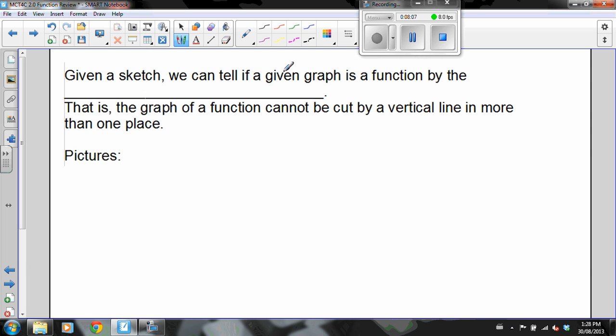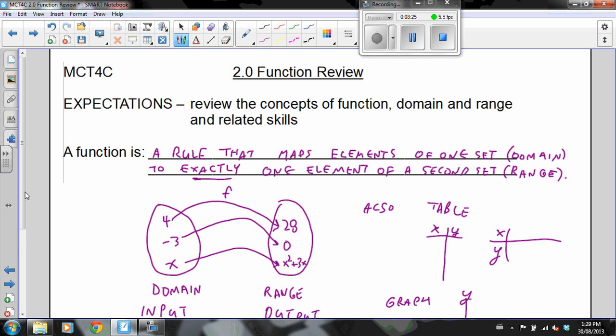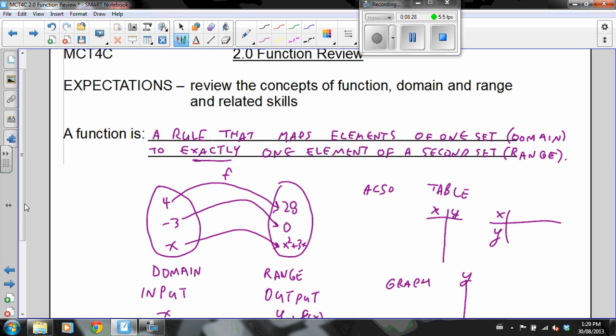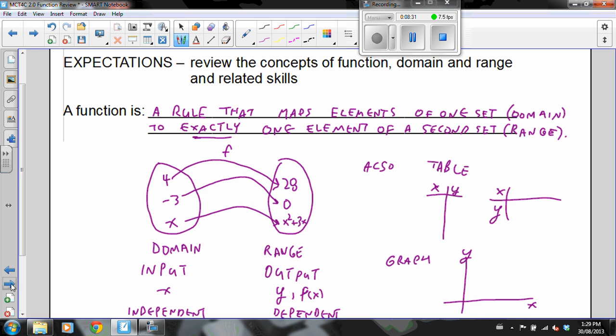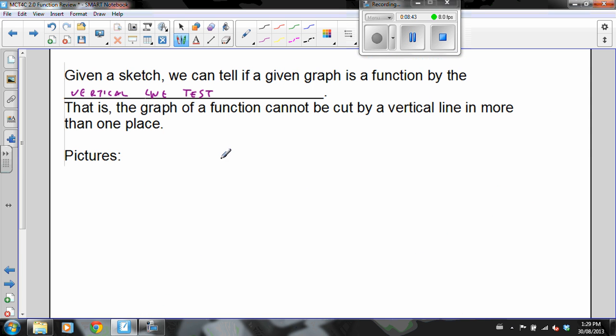Okay, so given a sketch, we can tell if a given graph is a function by the vertical line test. So a rule, whether it's written in table form or graph form or these bubble diagram forms, we can decide whether it's a function or not. We said that any time one input gave us 2 outputs, it's not a function, because a function says one input gives exactly 1 output. And that's the idea of the vertical line test.